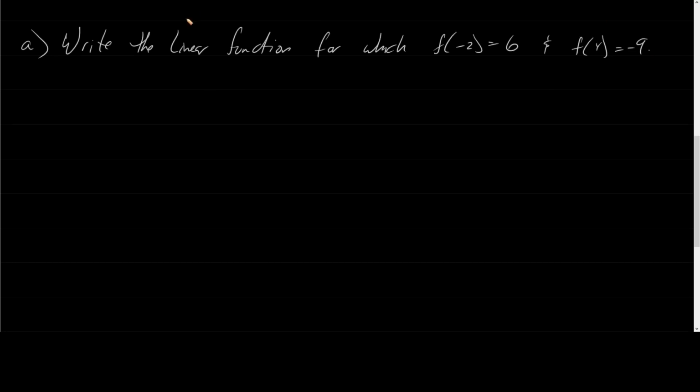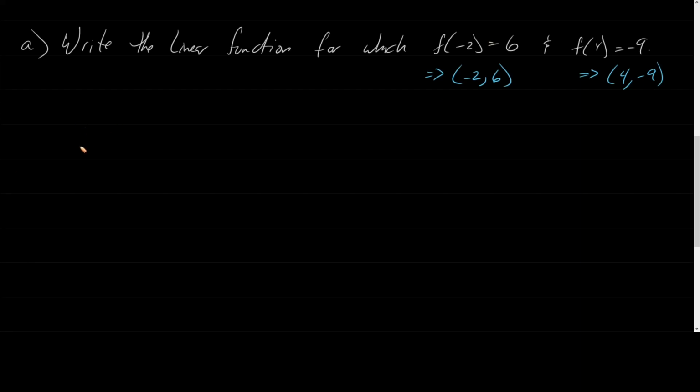We're told that f of negative 2 is equal to 6. This is the same thing as saying the coordinate (negative 2, 6) exists on the function. Similarly, f of 4 equals negative 9 says that the coordinate (4, negative 9) exists on it. Why would that be? Remember, the input is an x value, the output is a y value. So that's why this implies those coordinates. Now, what do we do here? To have a linear function, we need two things, the slope and the y-intercept.